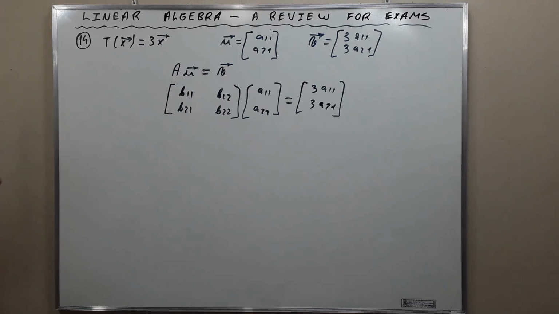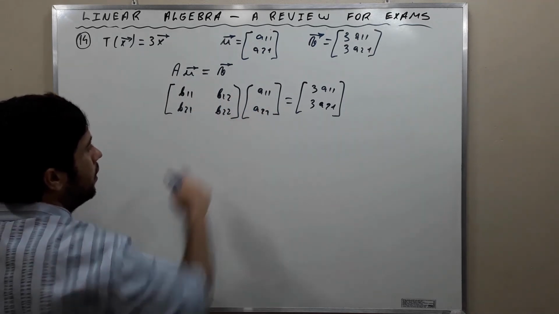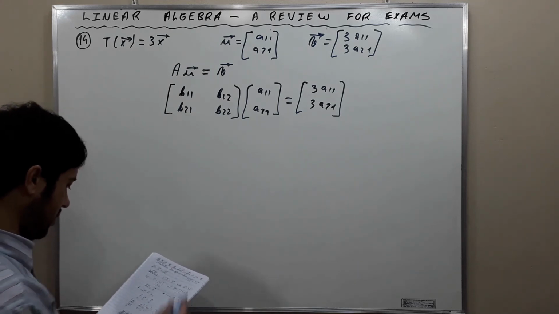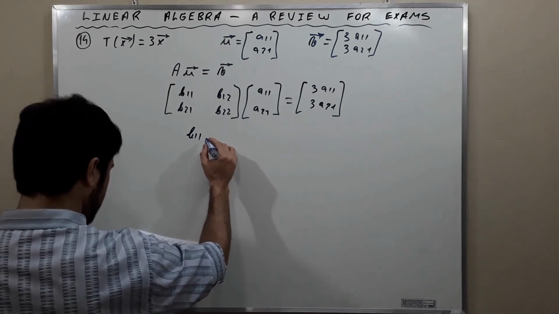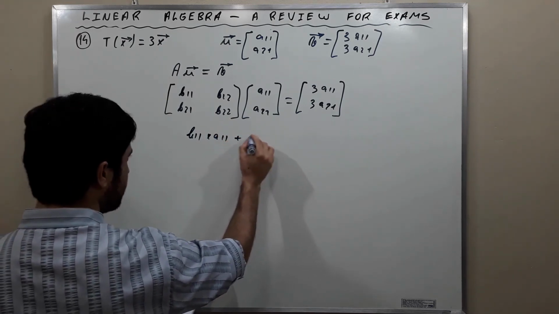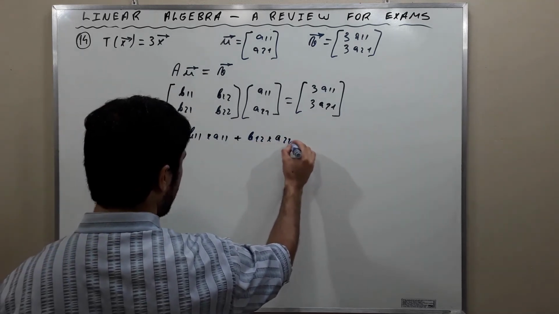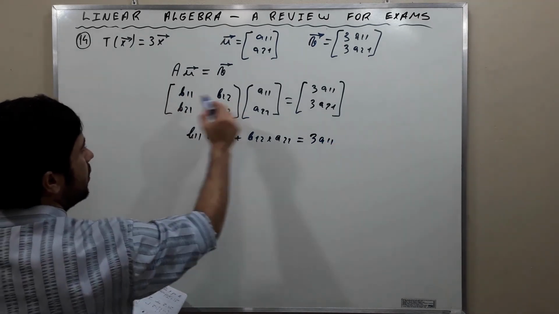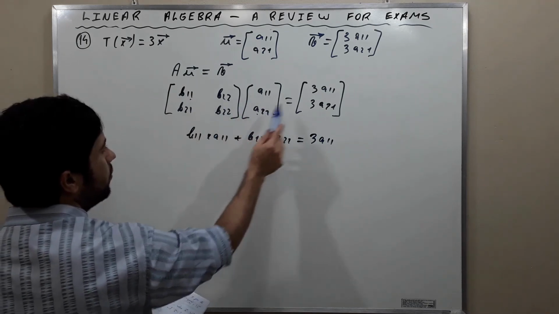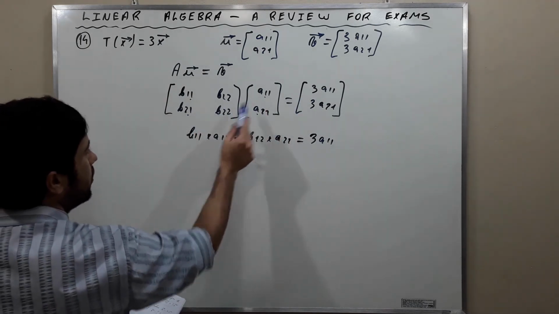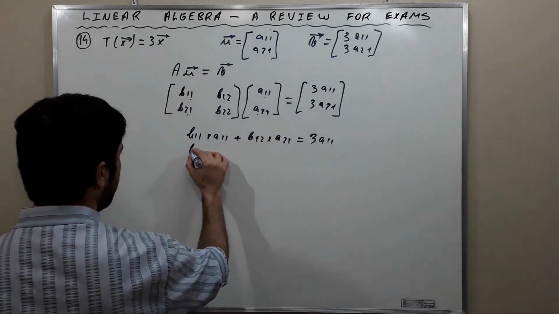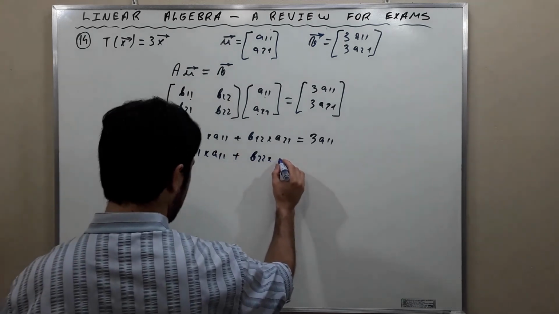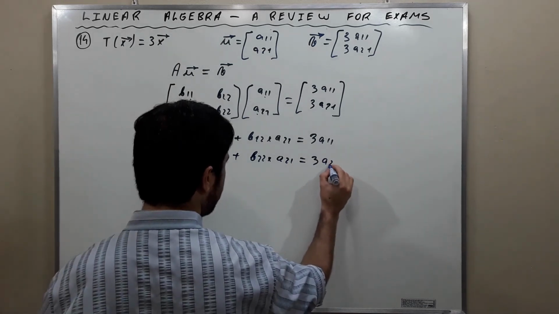And if we carry out this multiplication here, it is simple. If we carry out this transformation, we find that b11 times a11 plus b12 times a21 is equal to 3a11. We multiply this by this, this with this, and it is equal to this. Now this with this and this with this will be equal to this. b21 times a11 plus b22 times a21 equal to 3 times a21. All right?